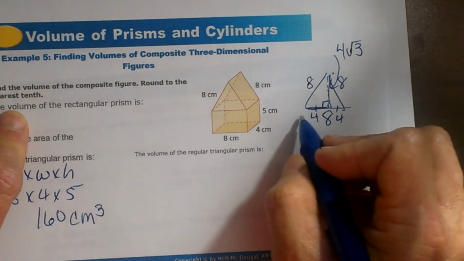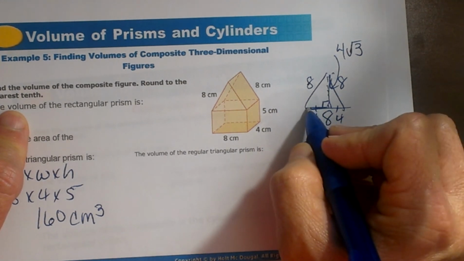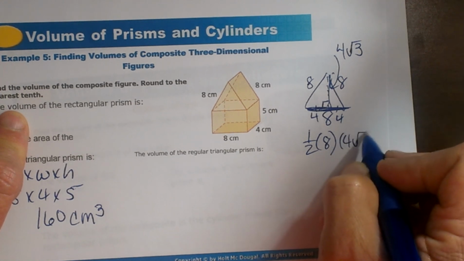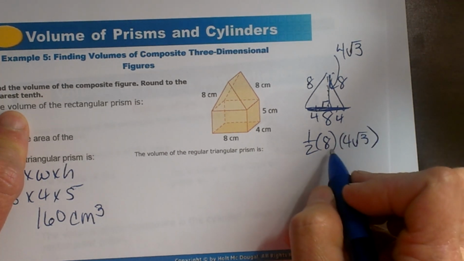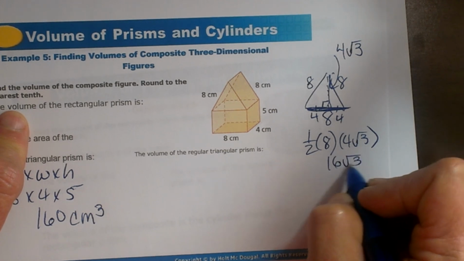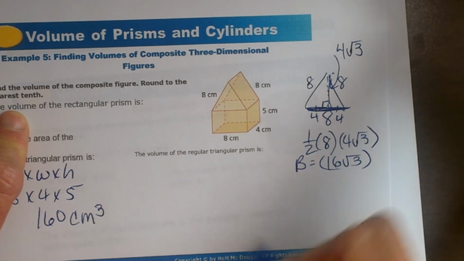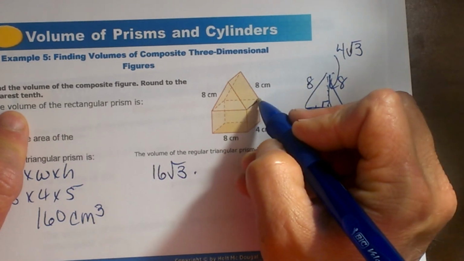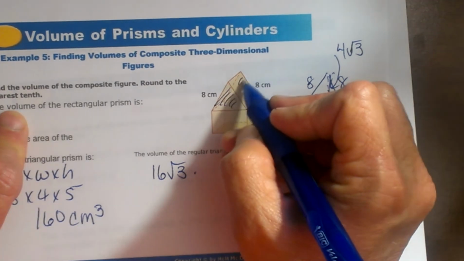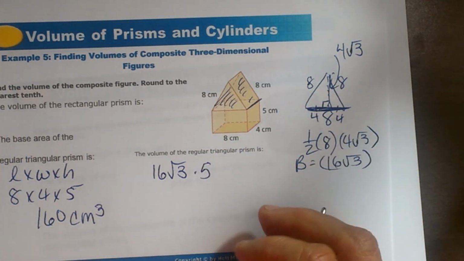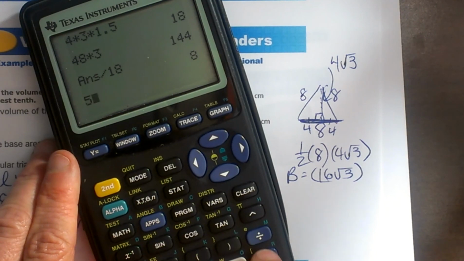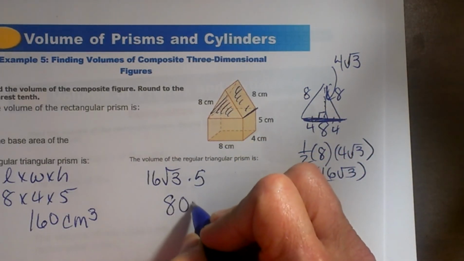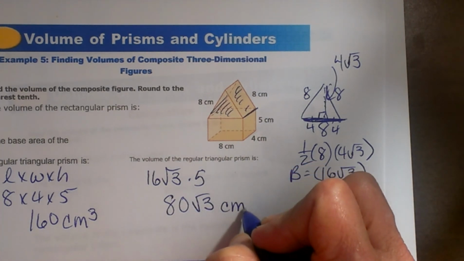So let's find the area. It's 1/2 the base. Well, we're going to use the whole base of the triangle. 1/2 of 8 times the height, which is 4 root 3. So half of 8 is 4, and 4 times 4 is 16 root 3. So that is now my base area. So base area times the height. Well, now the height is this part, right? Because here's my parallel side. So times 5, and what's 16 times 5? I believe that's 80, isn't it? Okay, yeah, 80. So that's going to be 80 root 3 cubic centimeters.